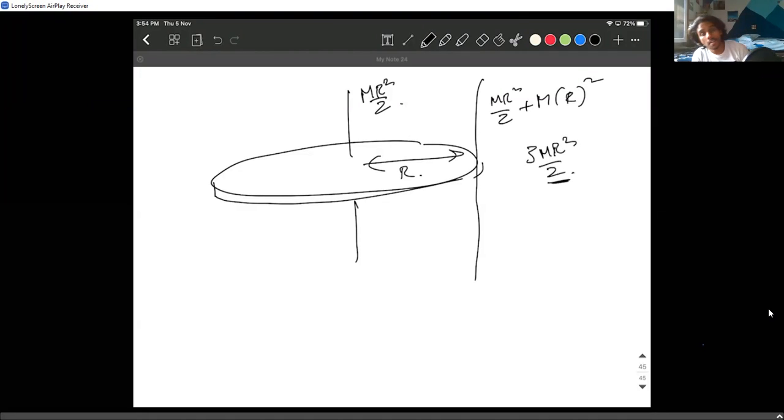So the moment of inertia of a disk about its edge like this is simply 3 by 2 mr square. Okay, I hope you get it.